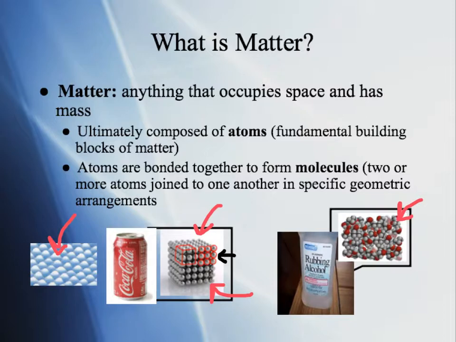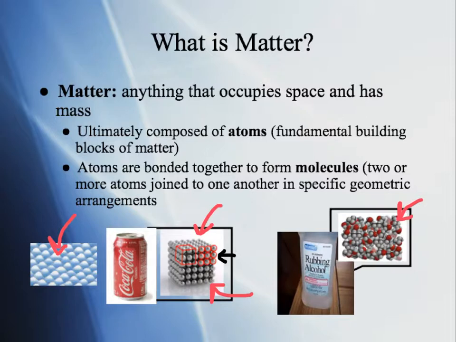Okay, because aluminum is not a molecule or a compound, it is a pure metal. So it just has atoms that are sitting together, not really joined together, but sitting right next to each other.